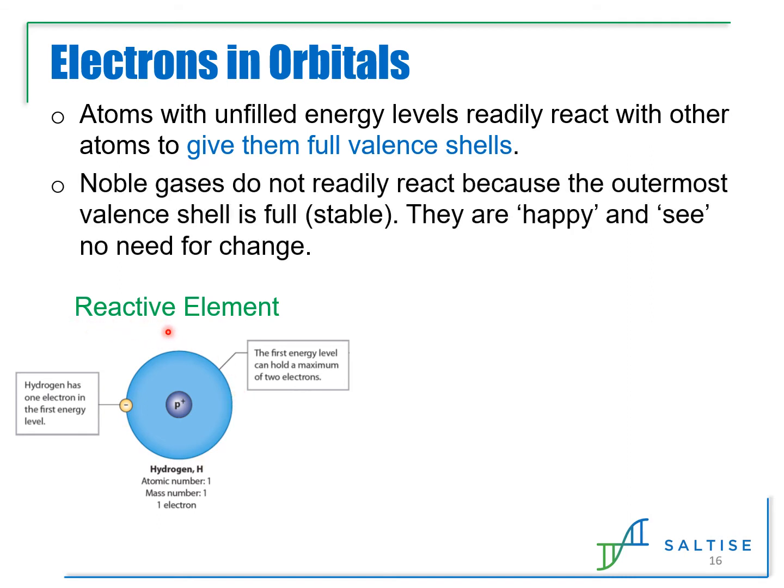Noble gases have their outermost valence shell full, and so they are stable and happy. They actually don't see a need for change. Noble gases are sometimes referred to as an inert gas because they are unreactive.